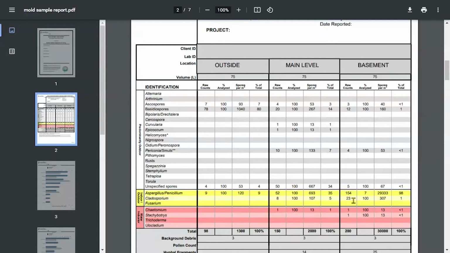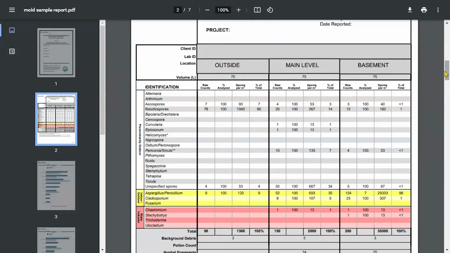Here, we see 154, but they only analyzed 7% of that sample. So really there are over 2,000 spores if you extrapolate that information in that sample in the basement. The reason they didn't count them all is just because there were so many of them, they just counted a percentage of it and extrapolated the rest of the information. So this does indicate an air quality issue in the basement in this home because it's significantly out of range from the outside. The main level is higher than the outside, slightly elevated. This is very elevated. And then we did see a couple spores for the water indicators.